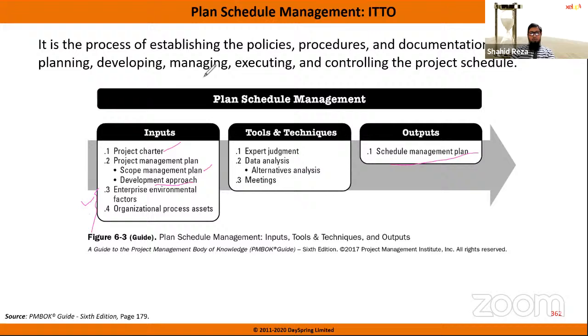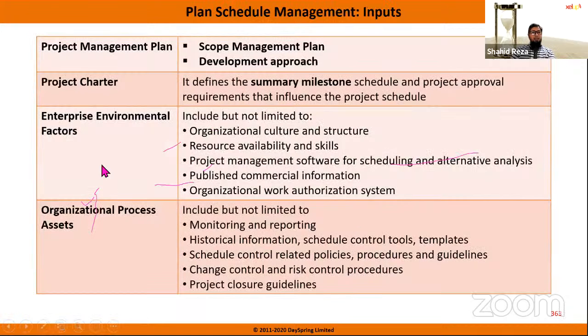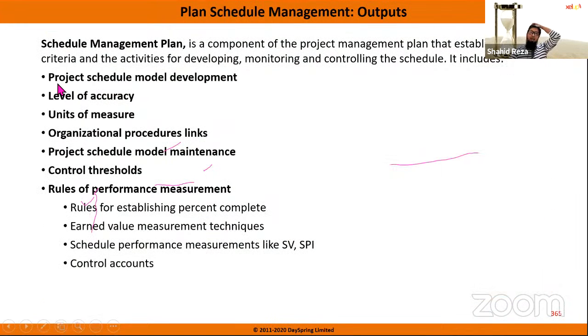So let's see what is the content of the schedule management plan. In the schedule management plan, you will have these things: project schedule model development. The figure I have shown you, how the model you are going to develop, that description will be in the planning. Level of accuracy. For a high risk or highly sensitive project, maybe the level of accuracy of every activity is very critical. So you need to ensure that.